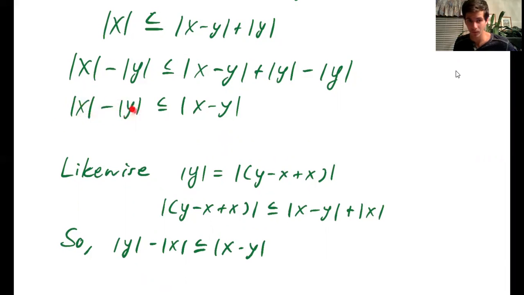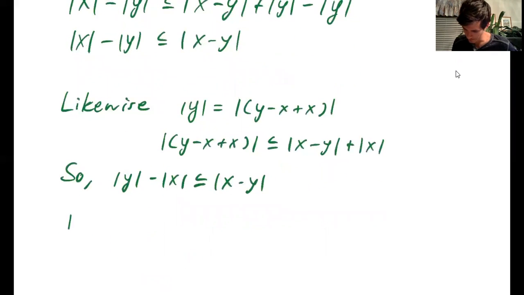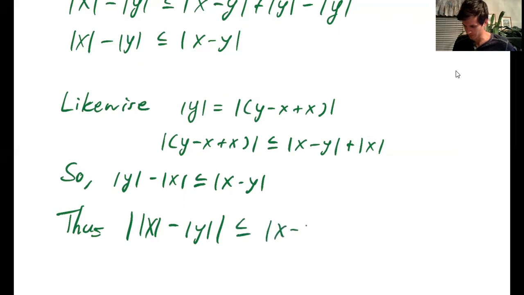Now look at this. We have the absolute value of x minus the absolute value of y, that's less than or equal to x minus y, and then we have y minus x. So thus, the absolute value of the absolute value of x minus the absolute value of y is less than or equal to the absolute value of x minus y. That's it. And we finished all the proofs.